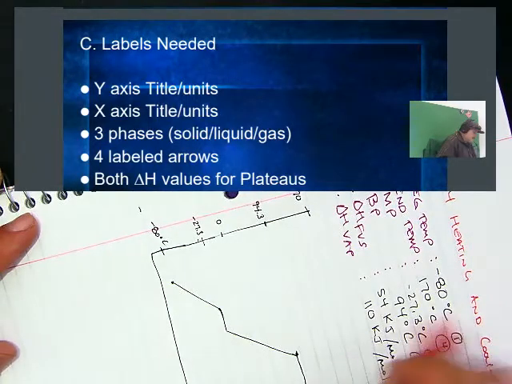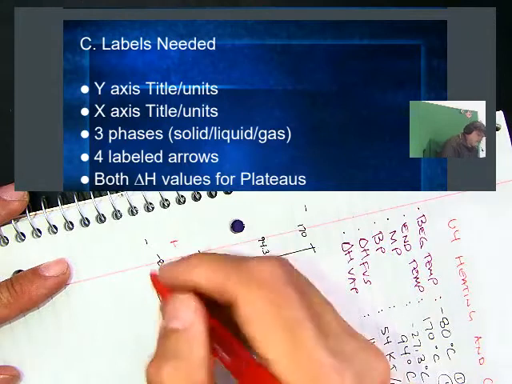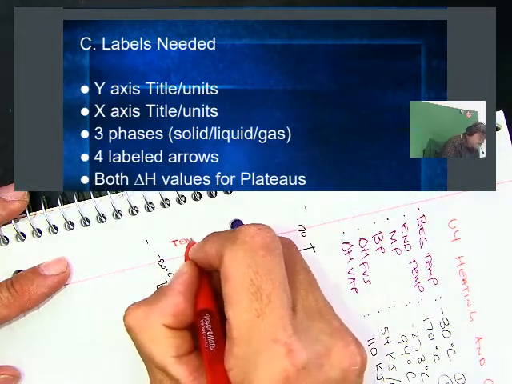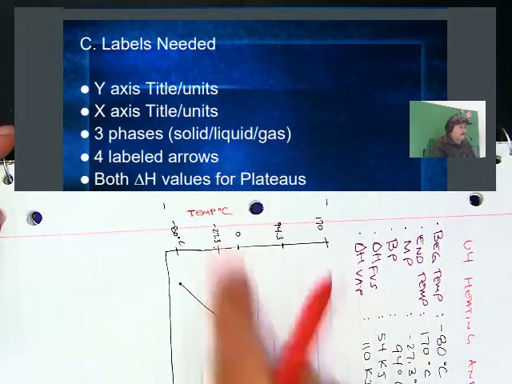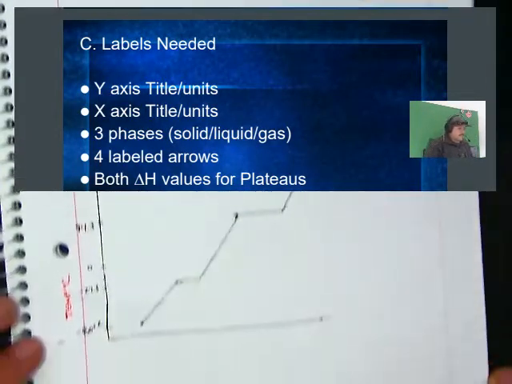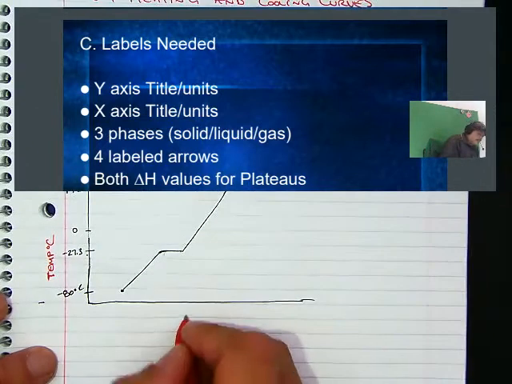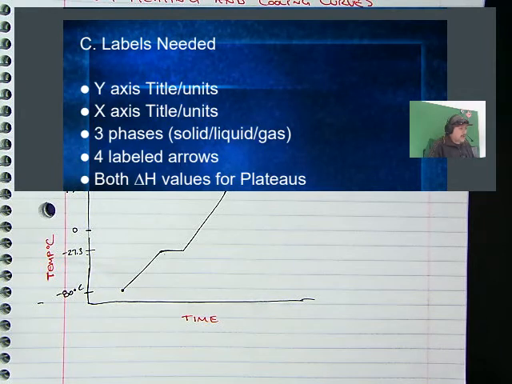The y-axis title and unit, we're going to put temperature in degrees Celsius. So there's one label, temperature degrees Celsius. Okay, x-axis title. All I need to put here is time. I know it says units, but there is no unit because we don't really specify. Time is good enough. You just have to have that there.